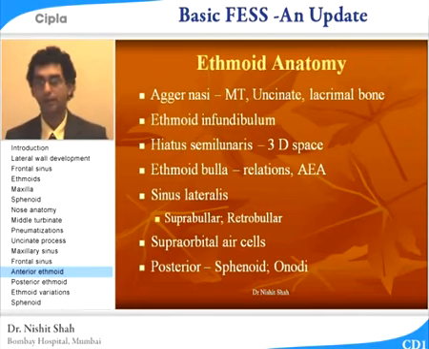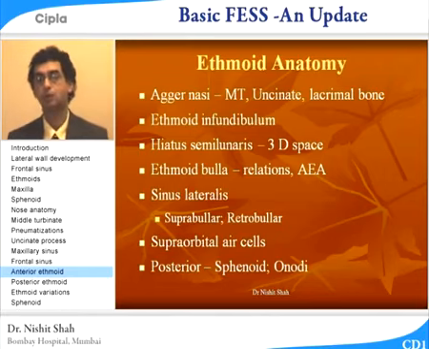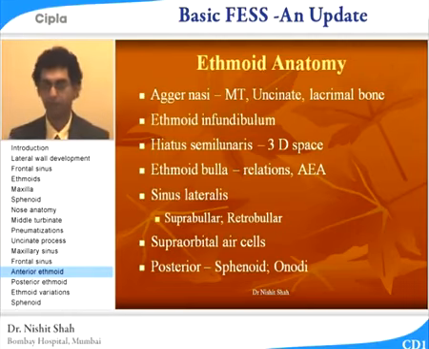Coming to the ethmoid labyrinth itself, the agar nasi is the anteriormost of the ethmoid complex and is closely related to the middle turbinate and the uncinate bone, and lateral to it is the lacrimal bone. Just behind the uncinate process is this three-dimensional space known as the hiatus semilunaris, which is a semilunar space and leads towards the ethmoid infundibulum, and the infundibulum is a drainage pathway for your anterior group of sinuses.